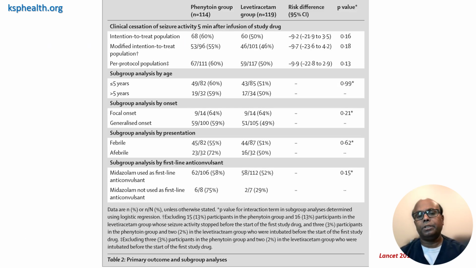They checked the clinical cessation of seizure activity in 5 minutes. And subgroup analysis was done: children less than 5 years, more than 5 years, and another analysis whether it is focal onset or generalized onset. Another subgroup was febrile or afebrile, and subgroup analysis based on midazolam as first line versus lorazepam. They found there is no difference between the phenytoin group and levetiracetam.